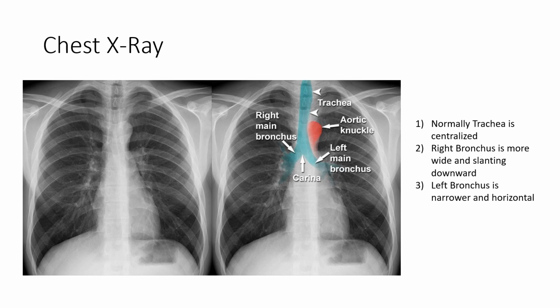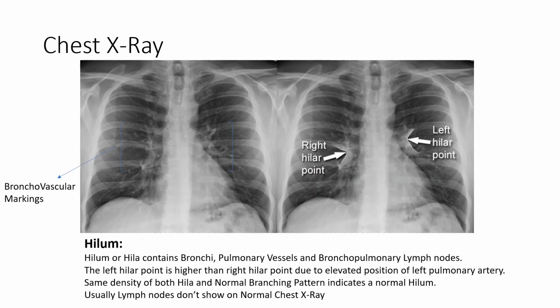Hilum or hila contains bronchi, pulmonary vessels, and bronchopulmonary lymph nodes. The left hilar point is higher than right hilar point due to elevated position of left pulmonary artery. Same density of both hila and normal branching pattern indicates a normal hilum. These are the bronchovascular markings. Usually lymph nodes don't show on normal chest X-ray.